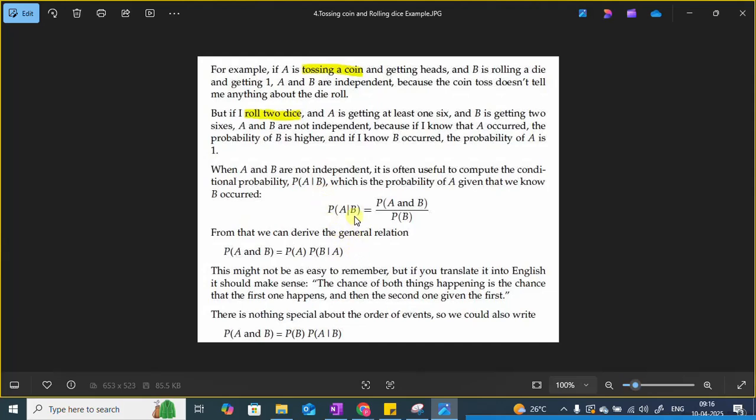So what is the normal formula? Probability of A given B is equal to probability of A and B divided by probability of B. And from that, we can derive the general equation that probability of A and B is nothing but probability of A times probability of B given A. Okay. Now, if I compare both the equations, then I can derive a new equation. Let me come back to my whiteboard. I will explain by taking the help of my whiteboard.